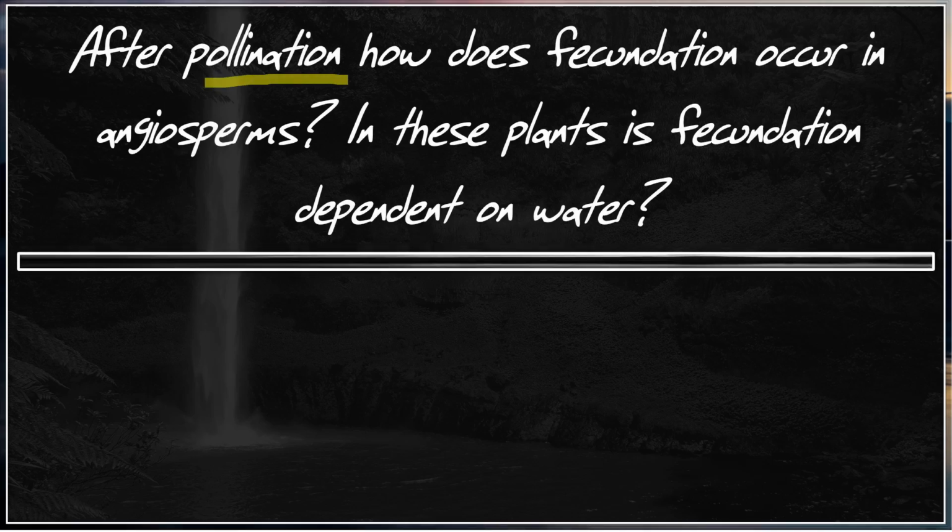After pollination, how does fertilization occur in angiosperms? In these plants, is fertilization dependent on water?